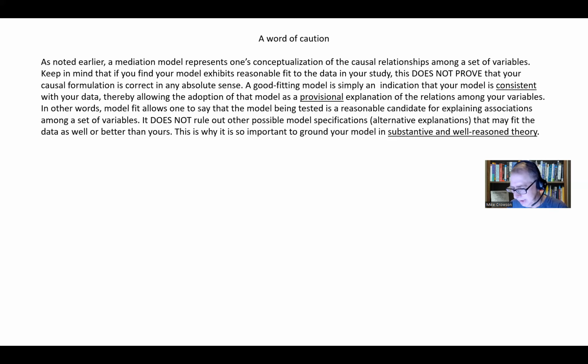A good fitting model is simply an indication that your model is consistent with your data, and that allows you to adopt your model as a provisional explanation of the relations among your variables. In other words, model fit allows one to say that the model being tested is a reasonable candidate for explaining associations among a set of variables, but does not rule out alternative explanations that may fit the data as well or better than yours. This is why it's really important, when you carry out these types of analyses, that you ground your model in substantive and well-reasoned theory.